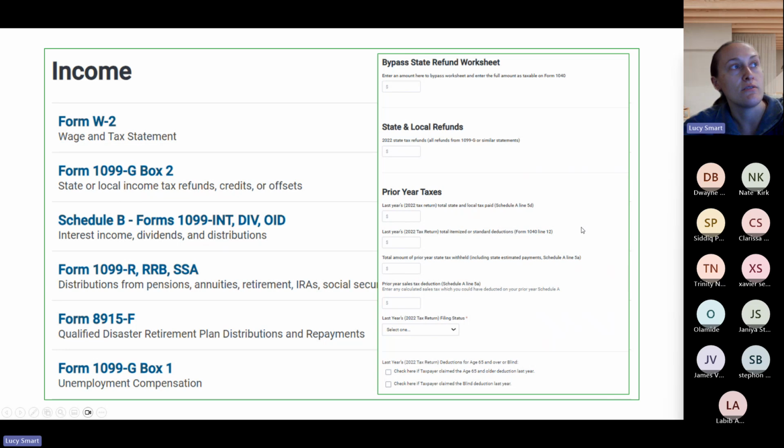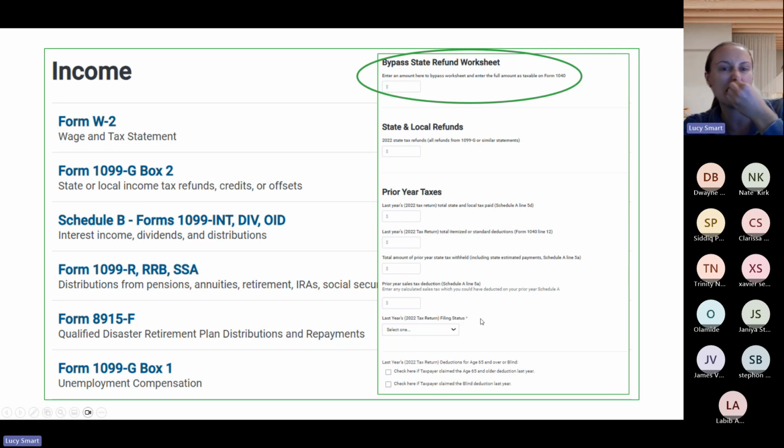There's 2 options. You can either bypass the state refund worksheet. That's what you have to do if they did itemize, but you don't have their return. But ideally, they will have their tax return with them from last year, and you can enter in all the information you need here. So you'll enter in the state and local refund amount, last year's state and local tax paid, which is on the prior year return, last year's itemized or standard deduction, total amount of prior year state tax withheld, and prior year sales tax deduction, and their filing status.